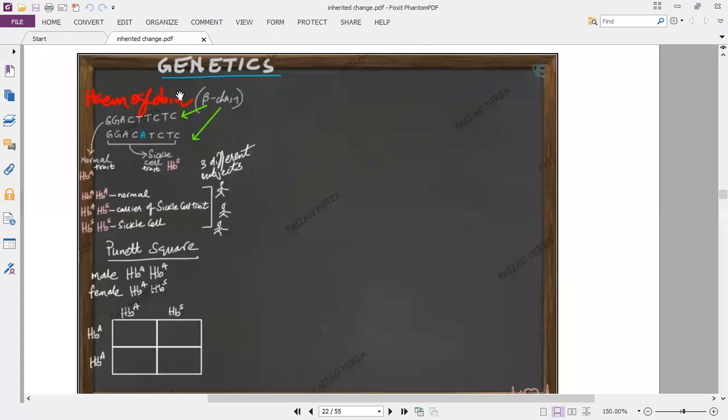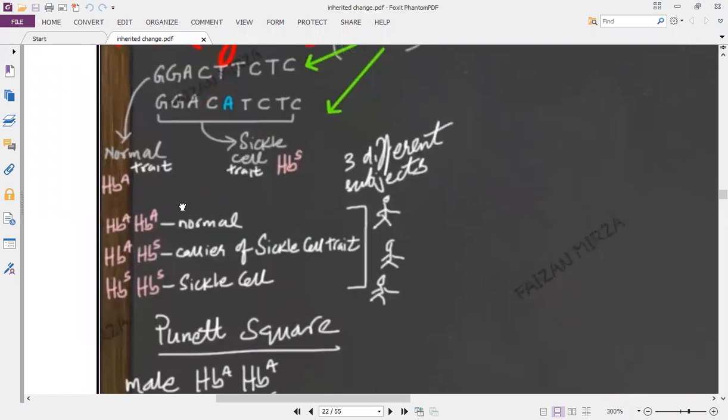Today we are discussing genetics review. In genetics, we discuss crosses and how the different allele combinations can come across in inherited patterns. For example, in hemoglobin, the beta chain is coded for by two different alleles: the normal trait, which is HbA, or the sickle cell trait, which is HbS.